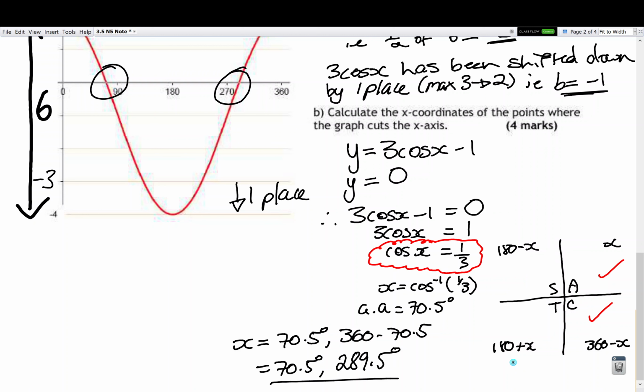So 70.5 degrees and 289.5 degrees. And if you look back at our diagram, that matches what we expected. We expected our answers to be just a bit less than 90 and a bit more than 270, and those two numbers do satisfy that. So we know we've done it right.